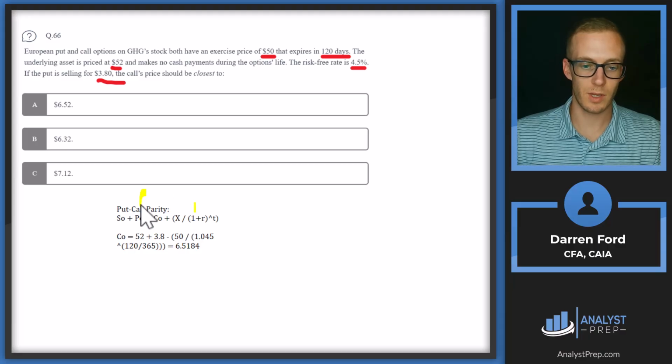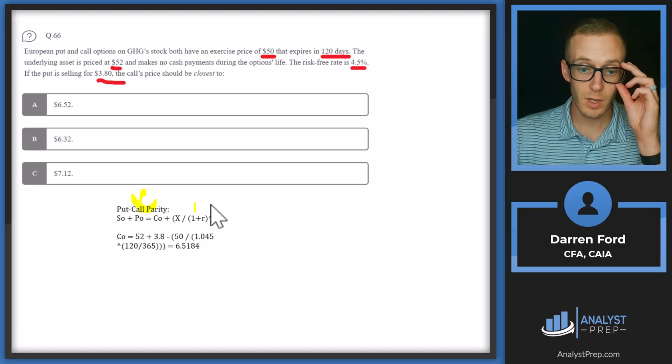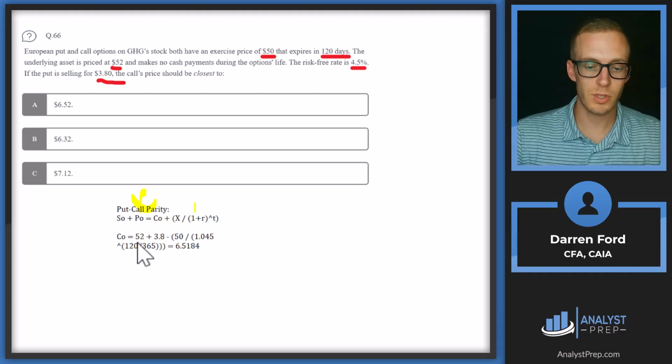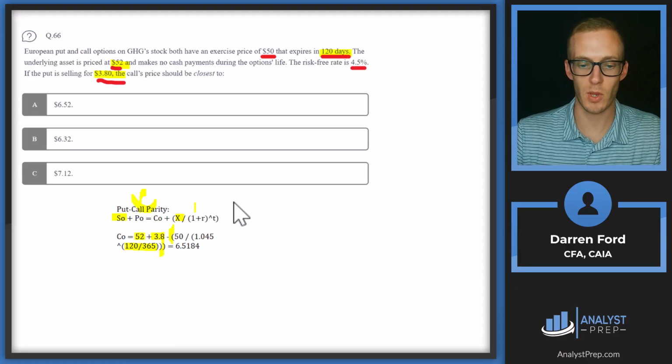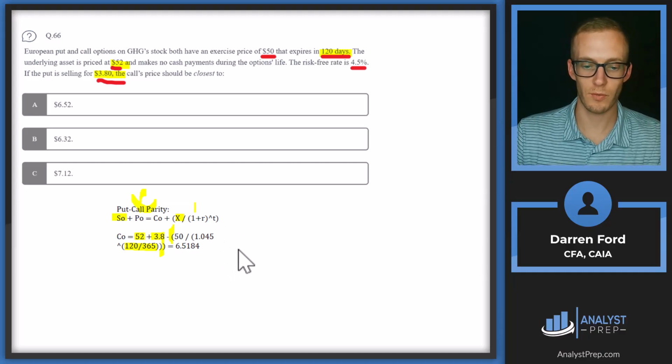So we need to bring this over to the other side, and then we can plug everything in and solve for it. So essentially what we get is 52 as our underlying, the current price, 3.80 for that put price. So we add those together, and then the big variable here is going to be X as strike price, and that's going to be discounted back at 1 plus the risk-free rate to the T. And our T is going to be 120 days divided by 365. So it's about a third, since it's 1/3 of the year. And when we do out all that math, we end up with a call price of 6.518, which rounds up right here to answer A, $6.52.